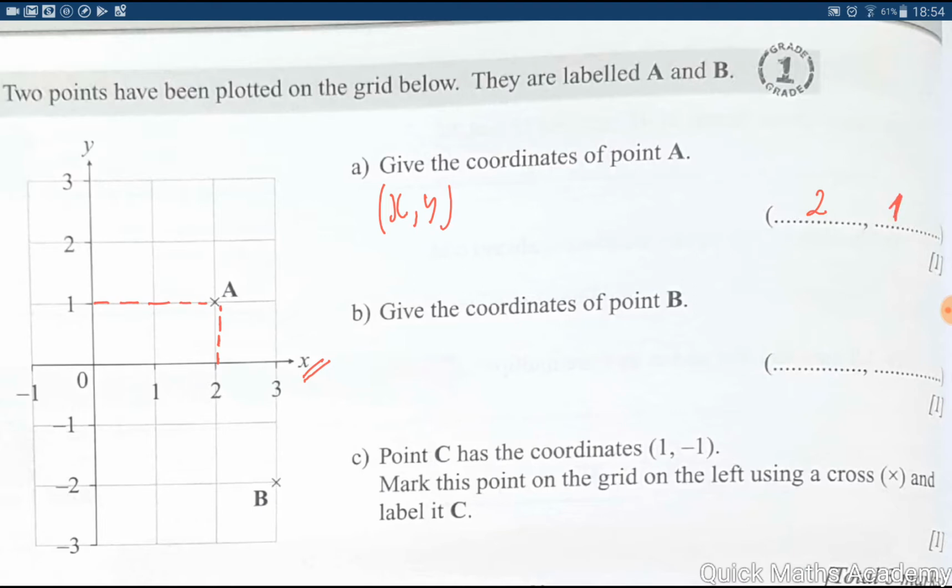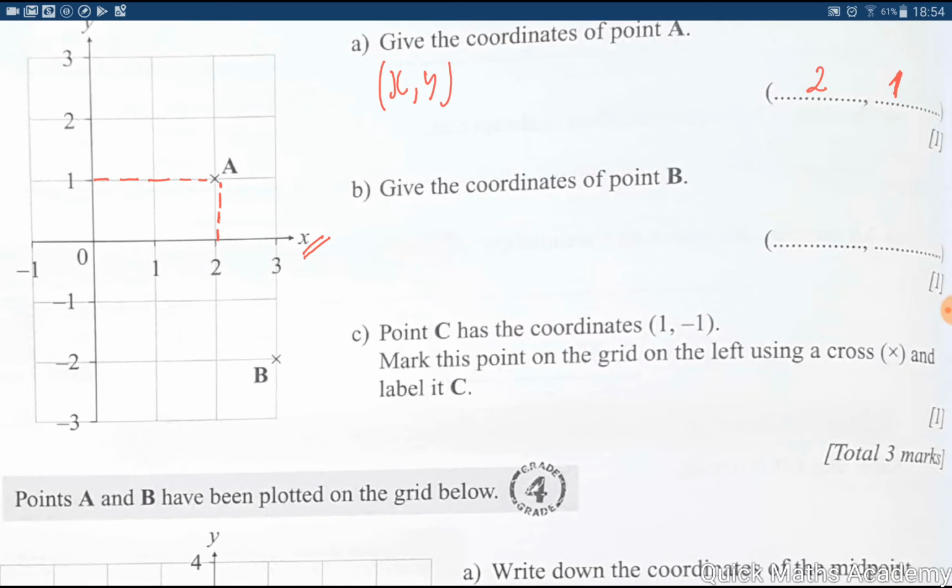Now, what about point B? Again, we measure our x in the x-axis, so that will be here. Okay, so it's 3. And we measure our y in the y-axis, and that will make it -2. So the second point is 3, -2.